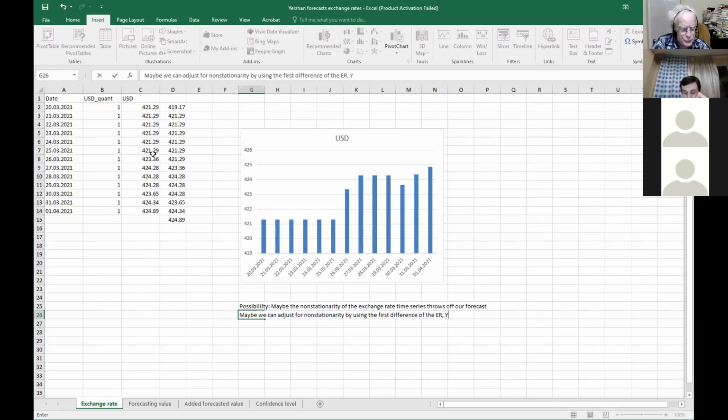By the first difference, I mean the difference between the exchange rate at time t and the exchange rate at time t minus 1.